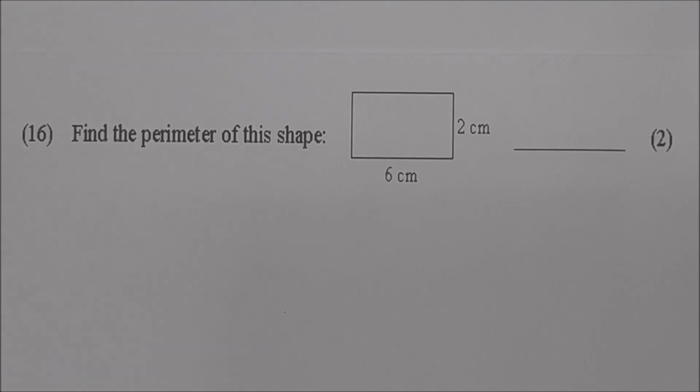Okay, Sky, number 16, read it. Find the perimeter of this shape. And that's a rectangle, 6 centimeters long and 2 centimeters wide. Let those at home work it first. See if they can get an answer for the perimeter.